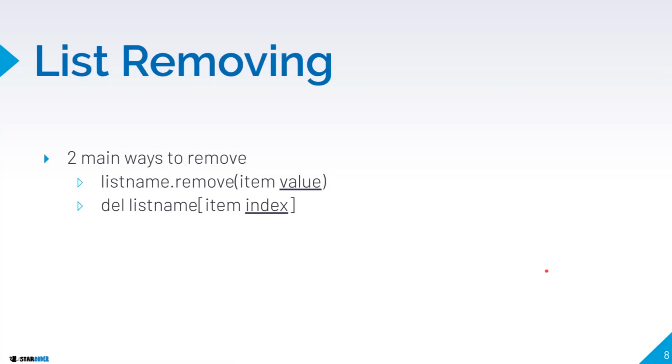We can also remove, and there are two main ways to remove an item from a list. We can do our list name .remove, and then this removes the item by the value, or we can do del list name by the index. This is important because sometimes if you only know the index or you only know the value, you have to either remove if you know the value or delete if you only know the index.